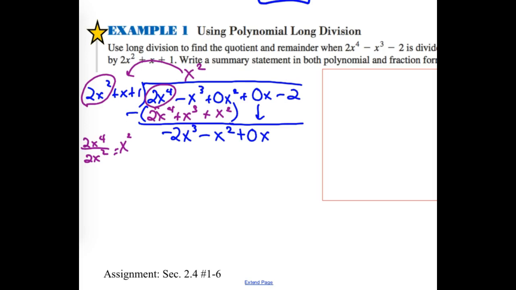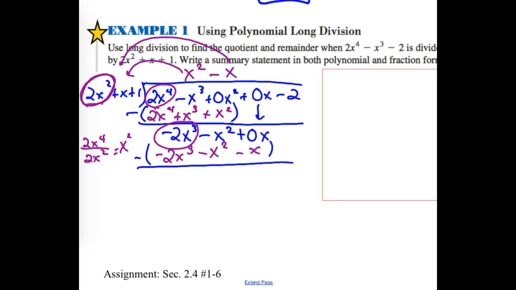So we're going to take the first term again, divided by our first term, which should leave us with a negative x left over. Right? And that goes on top. And then we multiply the whole thing. So negative x times 2x squared would be negative 2x cubed. Negative x times x is negative x squared. Negative x times 1 is negative x. And then we subtract.